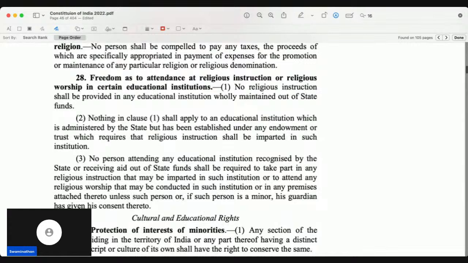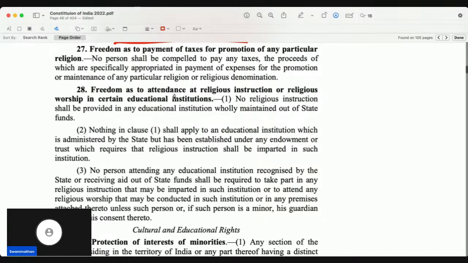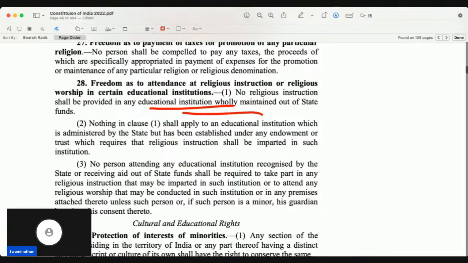Right? Now we have two other sets of rights within the right to freedom of religion. One is freedom to pay taxes, and another is against mandatory religious instructions in those institutions which are wholly maintained out of state funds. Article 28 says no religious instruction shall be provided in any educational institution which is wholly maintained out of state funds. It is talking about mandatory religious instruction. If any educational institution is maintained out of state funds, there cannot be any mandatory religious instruction given to the students within that educational institution, right?